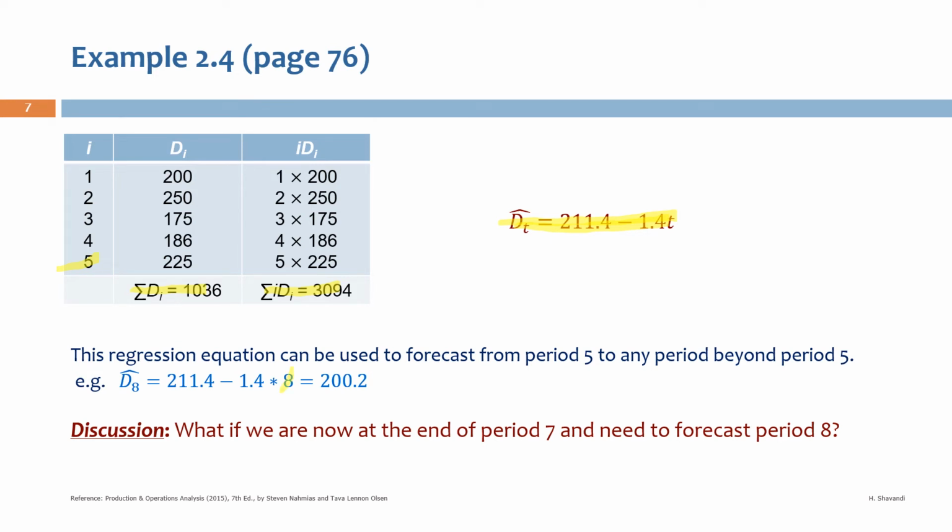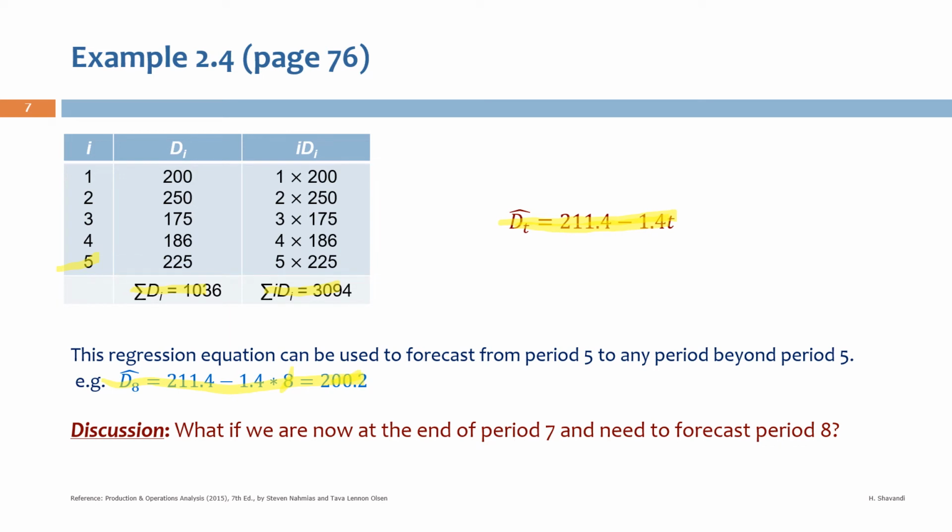Since here the independent variable is t, you can consider any value for t as the period, and then you can estimate the demand for that period. So for period 8, by using the linear regression here, we are estimating that demand could be 200.2.